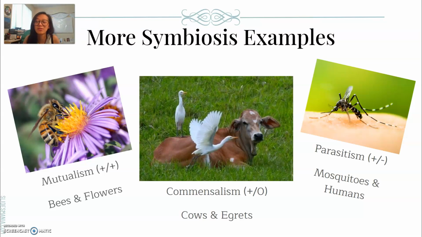One of my favorite examples for commensalism are these cattle and these birds called cattle egrets. Basically, when cows eat and stomp around in the fields, they kind of rough up the soil and insects come up. The egrets swoop in and are able to eat all of those things. And of course, the cows are just doing their thing, so they don't really care, and the egrets get to benefit. So, commensalism.